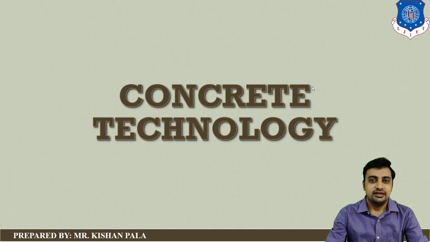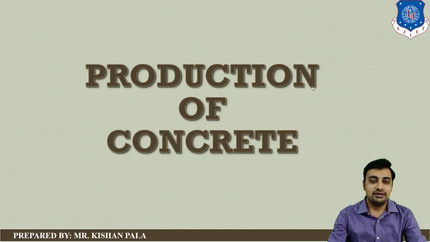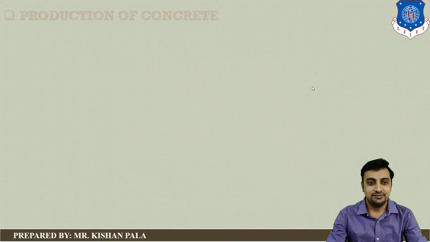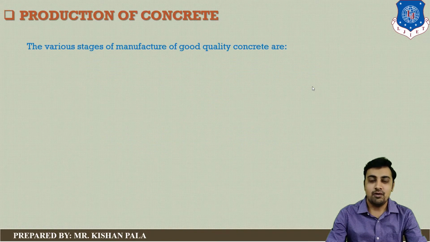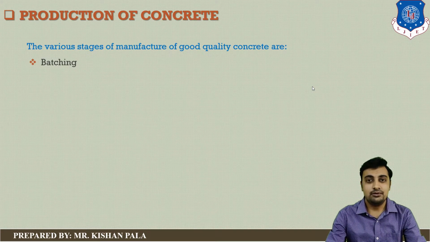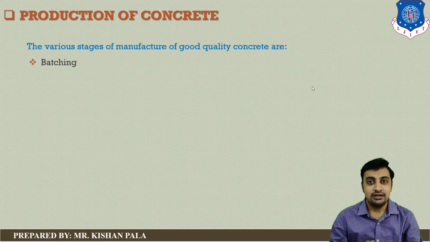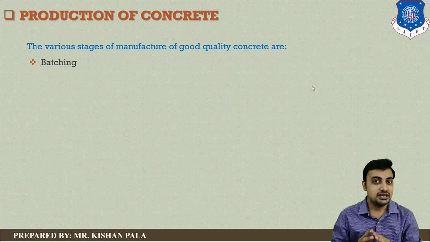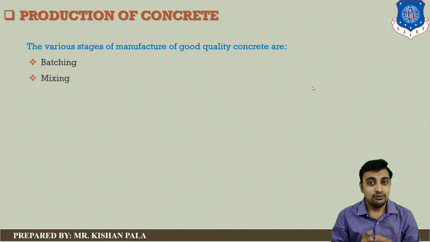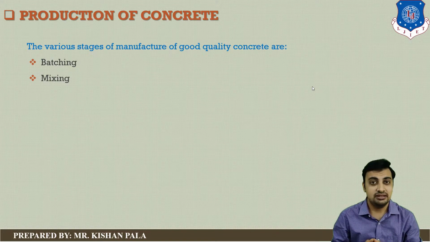Hello viewers, in this session we will continue our topic, which is production of concrete. As we know, production of concrete has various stages that we have to follow. First of all, we have to measure the ingredients of the concrete required for the particular mix. It's known as batching. So our first step is batching of concrete. Then after the batching, we have to mix it properly. And we have different methods like hand mixing, machine mixing, but for accurate mixing, we prefer machine mixing.